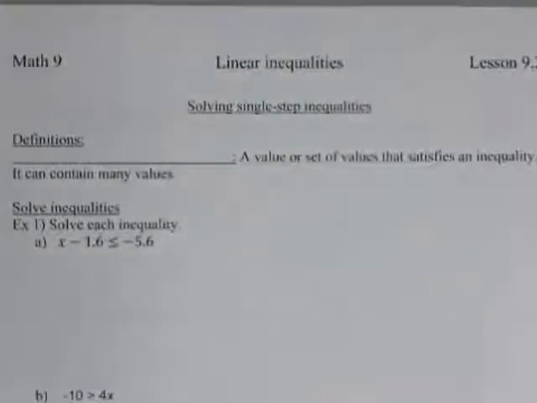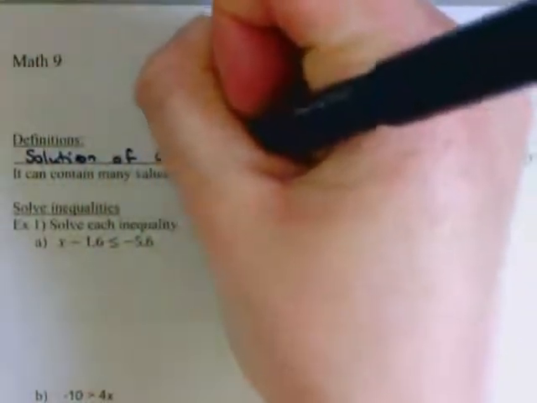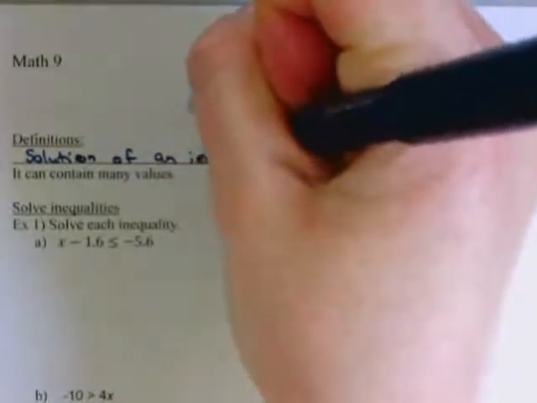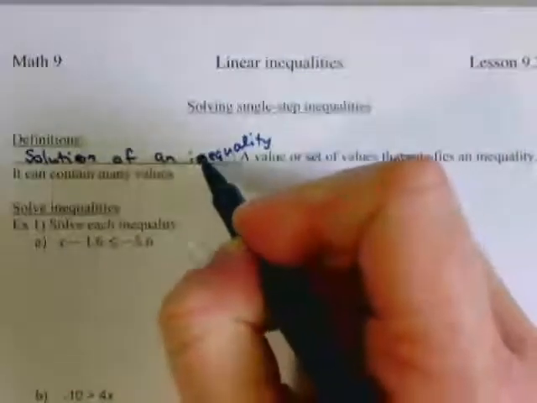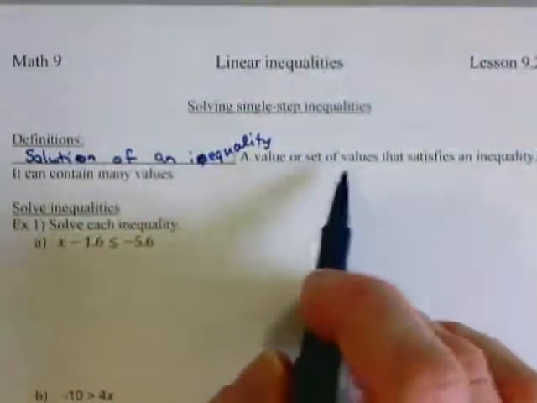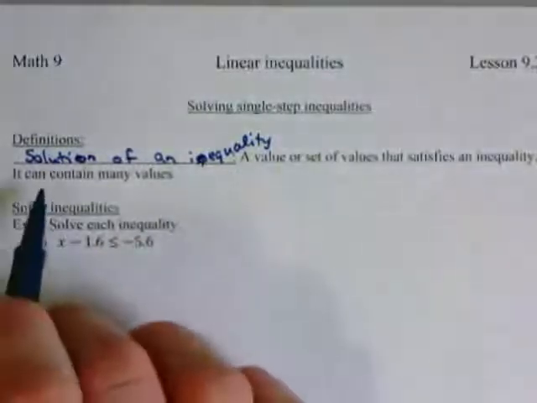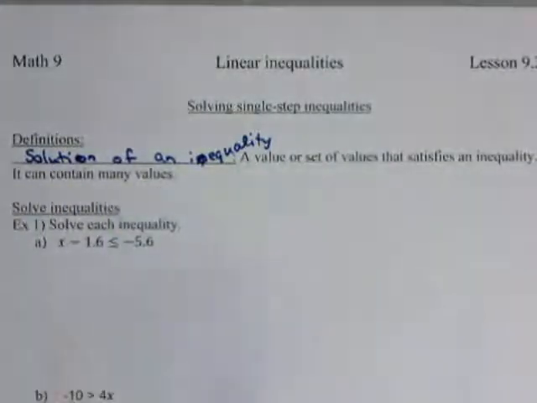So just a quick little reminder, when we're discussing inequalities, we are discussing a linear mathematical sentence, except you have to remind yourself that there's not one solution, but there are multiple possible solutions for every inequality. And that's why our first definition is just a quick little reminder: the solution of an inequality is a value or a set of values that satisfies the inequality. It can contain many values, okay?